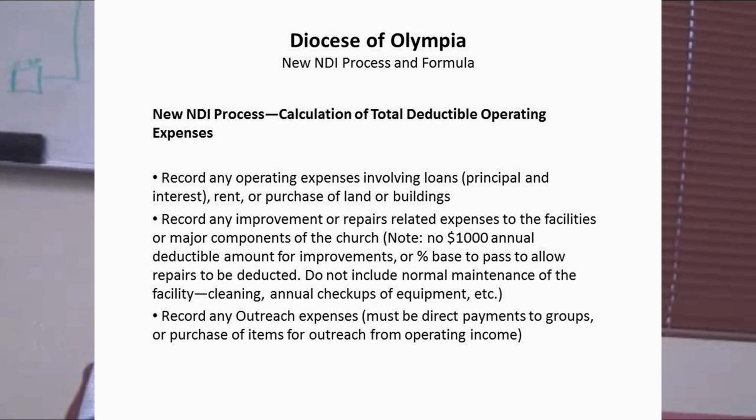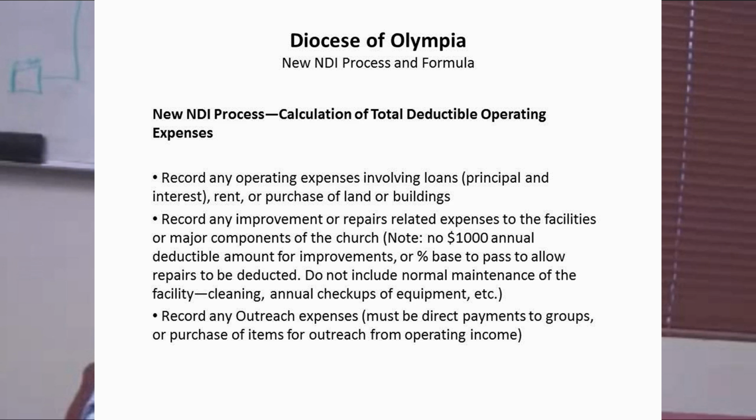B4 is record any improvement or repairs related expenses to the facility and or major components of the church. And there's a note after it. I think it's in the verbiage in the letter that you got, that talks about no $1,000 annual deductible amount for improvements, or no percentage base that you have to pass to allow repairs. On an annual basis, maybe that made some sense, but on a monthly basis, there would be lots of repairs that you'll never add up to make a percentage over your monthly budget, or for a whole year. So we took those out. So basically, all improvements to the facility paid for with operating revenues, and all repairs to the building paid for with operating revenues are deductible. So this should be a good thing for people going forward.